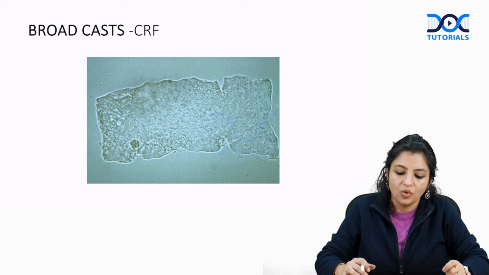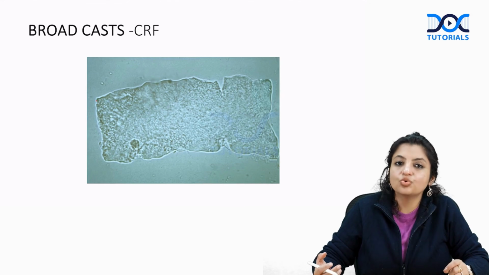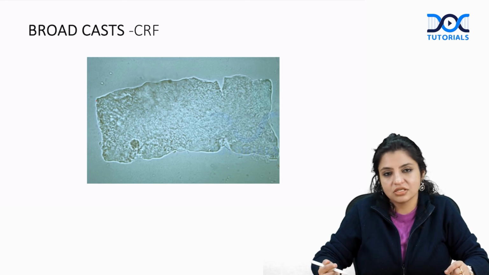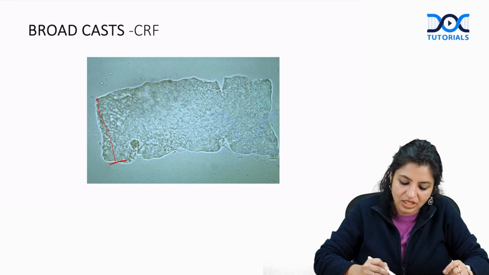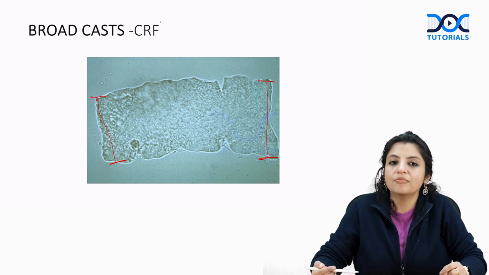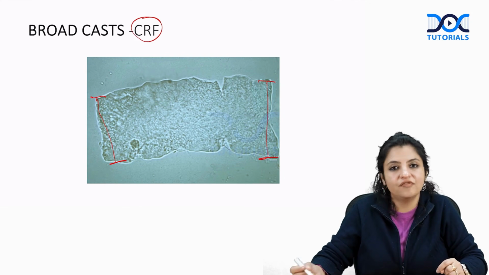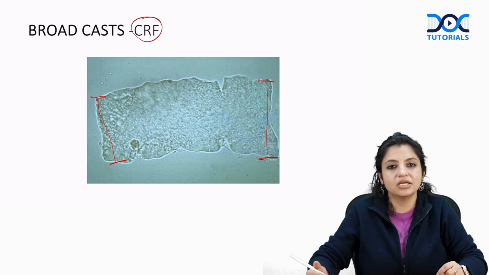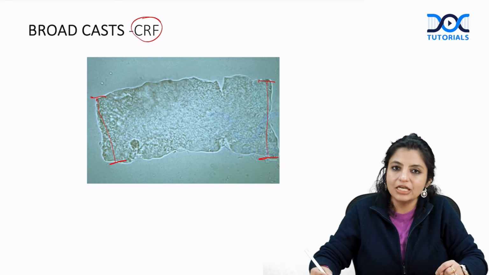Once we see that, do not confuse it with broad casts. Broad casts are very broad in nature, very thick. Broad casts indicate chronic renal failure. So broad casts are seen in chronic renal failure, and that should be very clear to everyone.